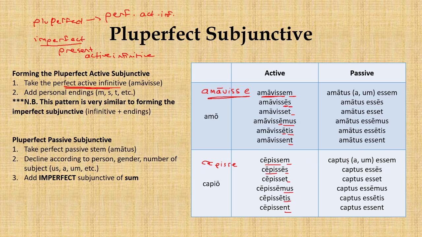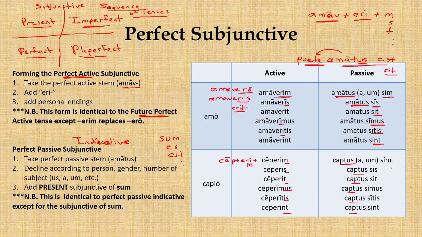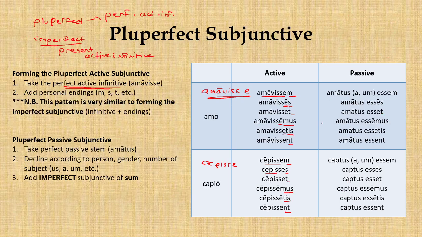And the passive is also quite easy. It's the pluperfect subjunctive passive, just to give the whole title there. It's quite symmetrical to the perfect passive subjunctive as well. So I'm just going to go back real quick. Remember that our perfect passive subjunctive was formed with the fourth principal part and the present of sum. The pluperfect is formed with the imperfect of sum, but it still uses the same fourth principal part.